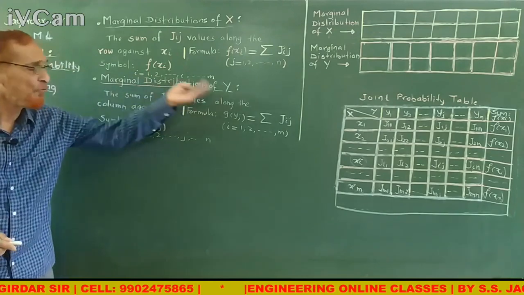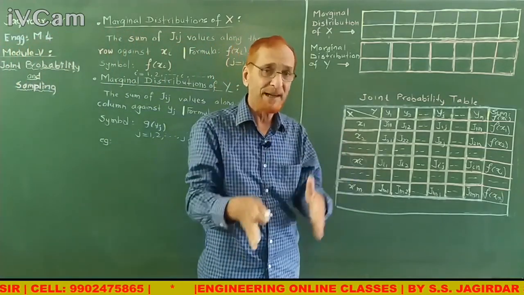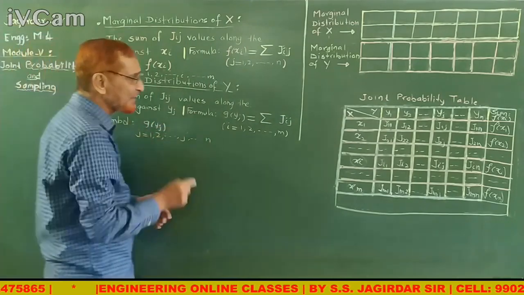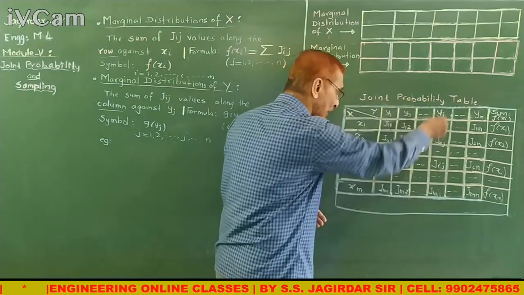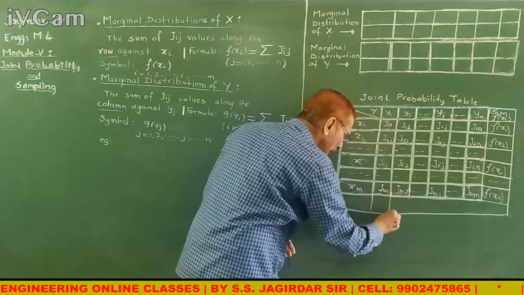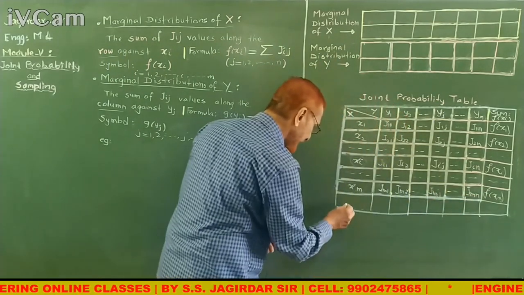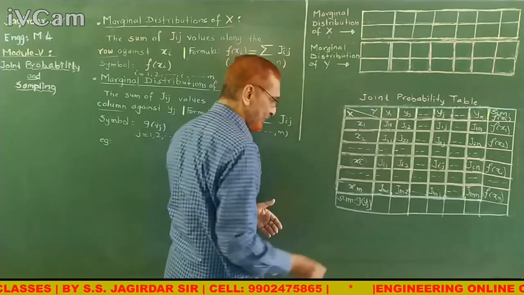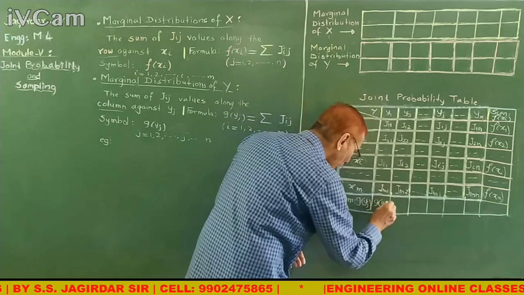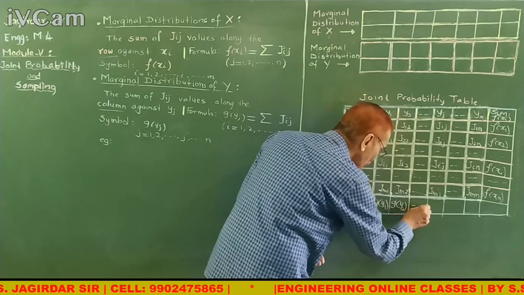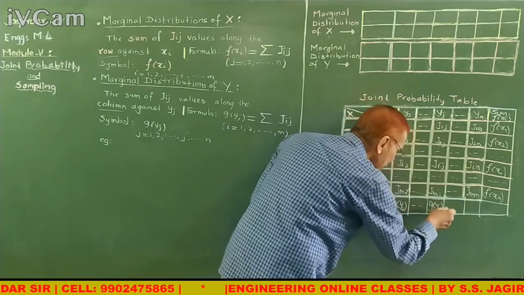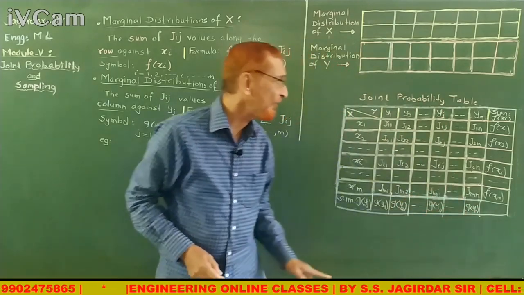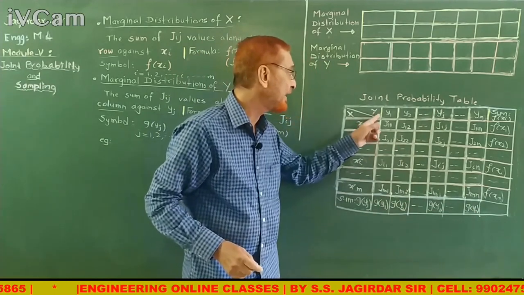Next, marginal distribution of y. What is the marginal distribution of y? For that, you have to take the sum of J_ij values along the column, against yj. If I extend this table and take the sum here, I will denote it as g of yj. This will be first g of y1, g of y2, up to g of yj, and g of yn. So these are the n marginal distribution values for the n y values.